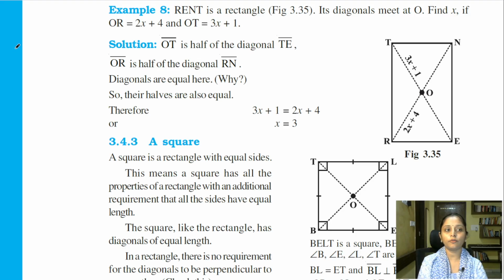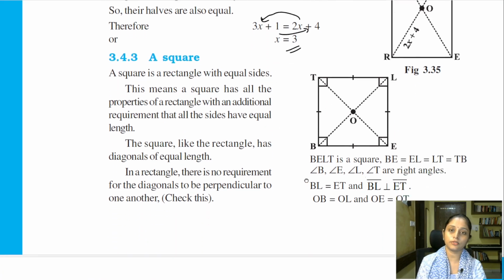You know that for a rectangle, both the diagonals are of equal length, right? And both the diagonals bisect each other. That means I can say that TO is equal to OR. So now they're equating these two: 3x plus 1 is equal to 2x plus 4. If you simplify this, you take all the variables to the LHS and all constants to the RHS. You get 3x minus 2x is x and 4 minus 1 is 3. So the answer is x equal to 3. Okay, that's the solved example.